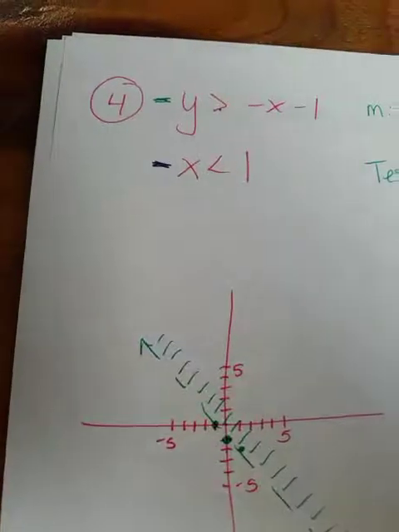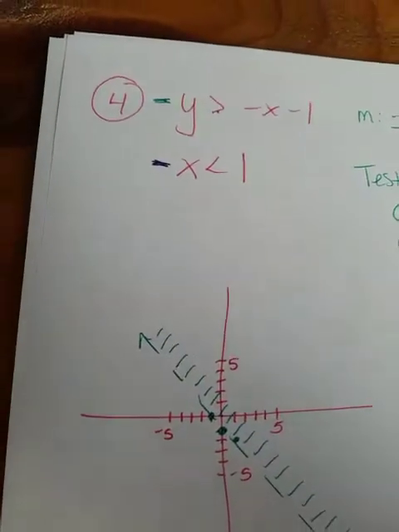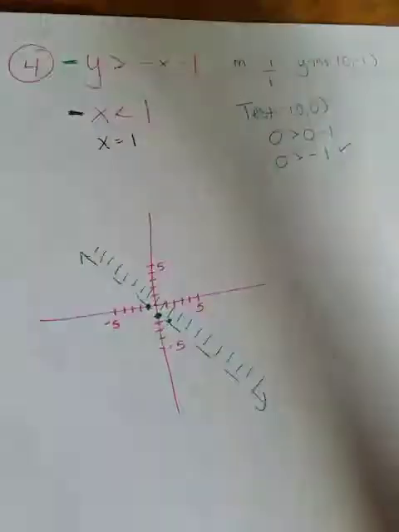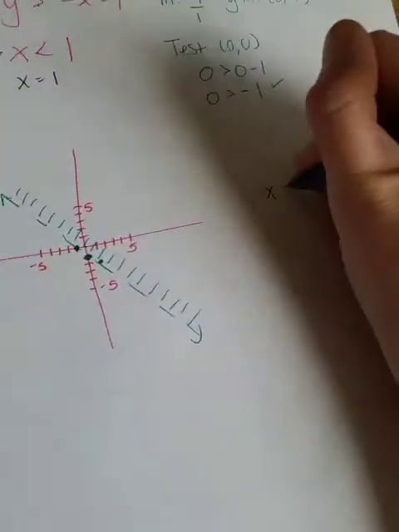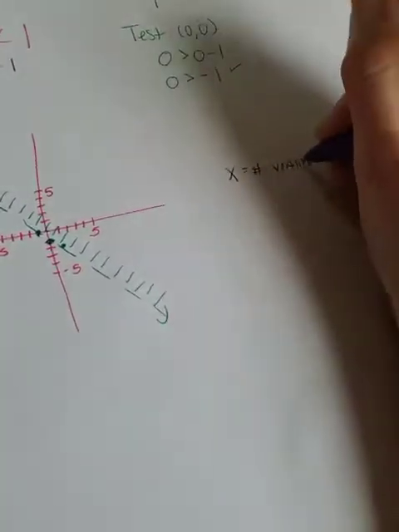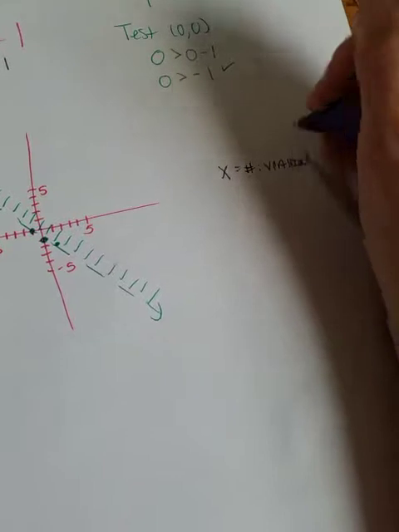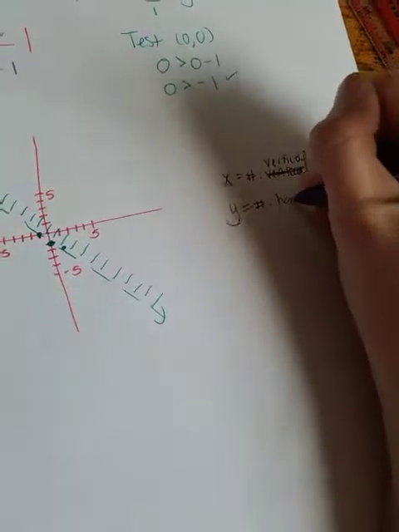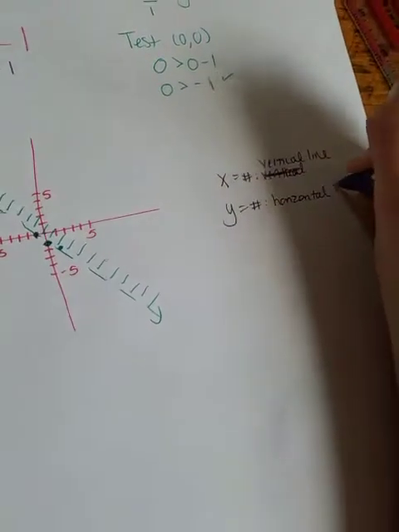Okay, why I chose this second example of slope-intercept anyway is this one right here. x is less than 1. I did some of these when we did just regular inequalities last week, but I want to refresh your memory. Remember, this is really the equation x equals 1. That's a vertical line. As a reminder, x equals a number is a vertical line, and y equals just a number is a horizontal line.